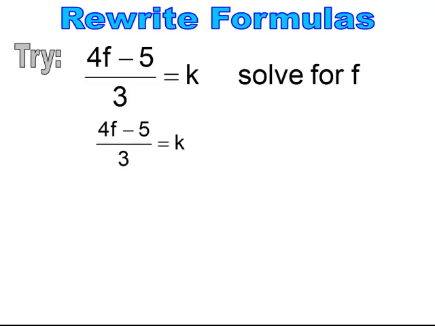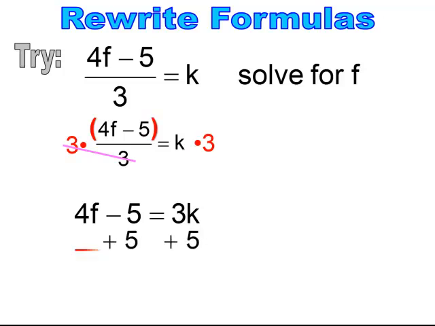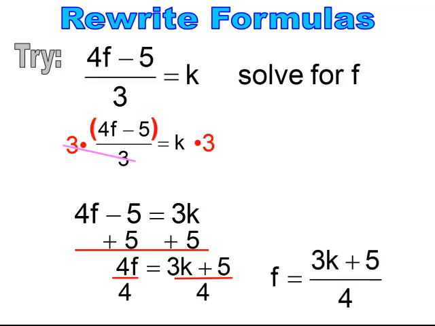So the first thing you want to do is multiply both sides by 3, and we end up getting 4f minus 5 equals 3k. And then you're going to add 5 to both sides. We get 4f equals 3k plus 5. And then you'll divide everything by 4, and your new formula for f would equal 3k plus 5 all over 4.